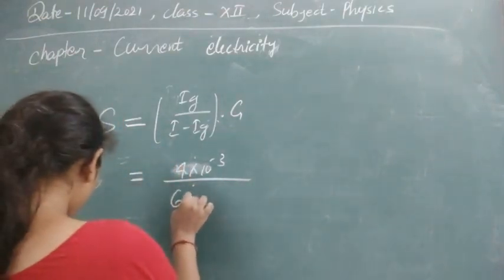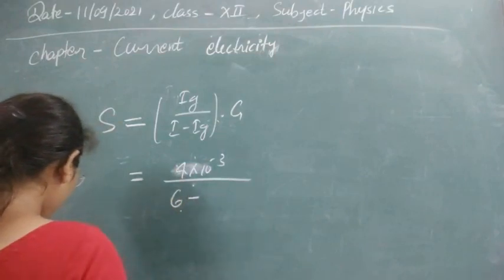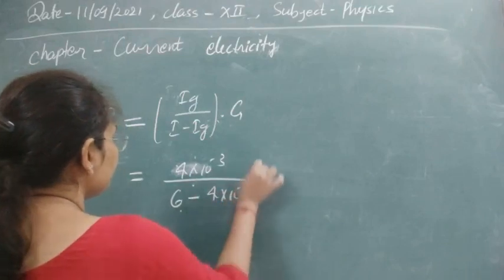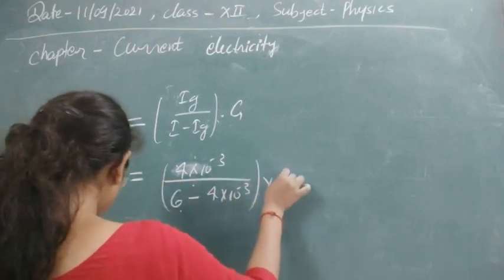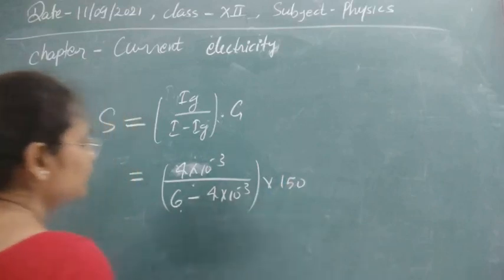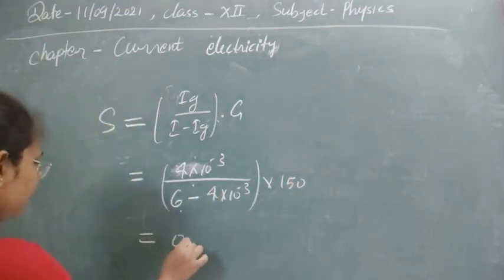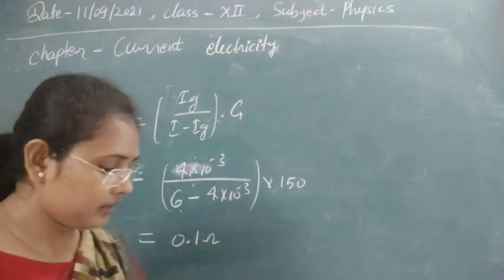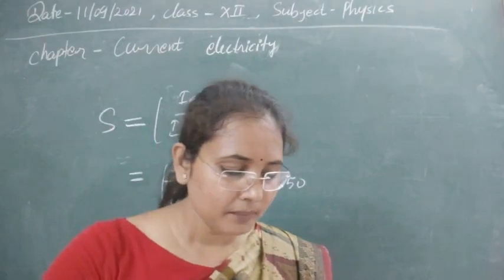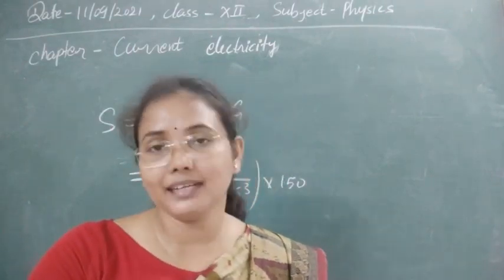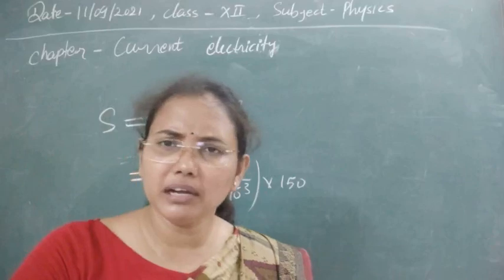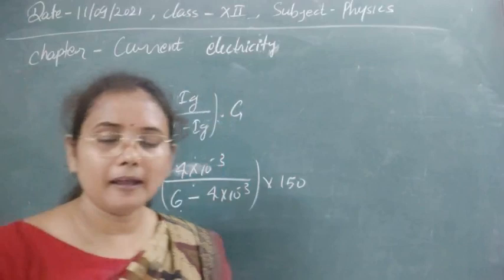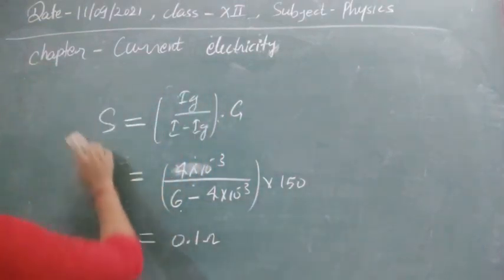So you can just write down the value of 6 ampere. Then again you write the Ig value, that is 4 into 10 to the power minus 3 ampere. And G has the value given in your question, 150 ohm. If you solve this, it is obtained as 0.1 ohm. So as our option, the third is correct: 0.1 ohm resistance to be connected in parallel to the galvanometer to convert the galvanometer into an ammeter of the desired range of 6 ampere.